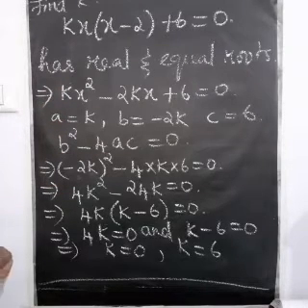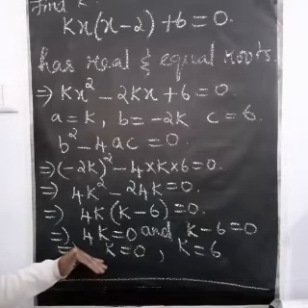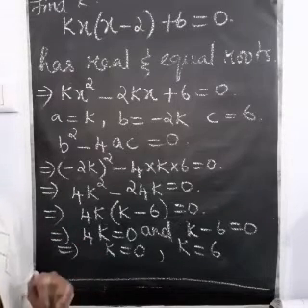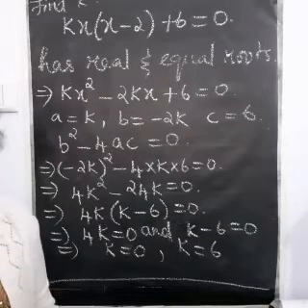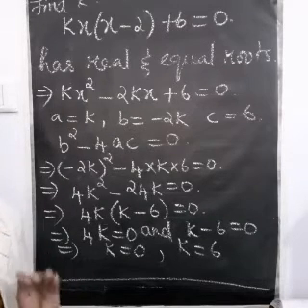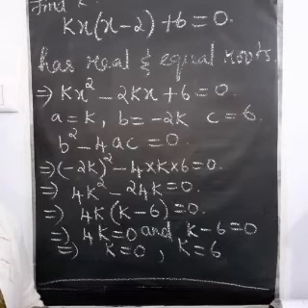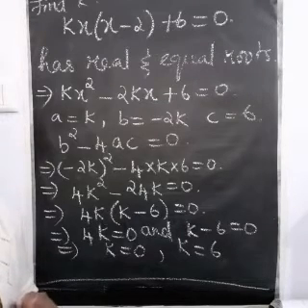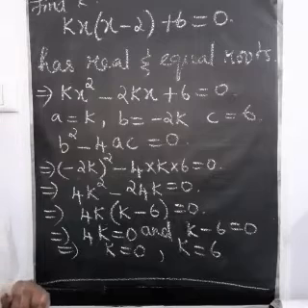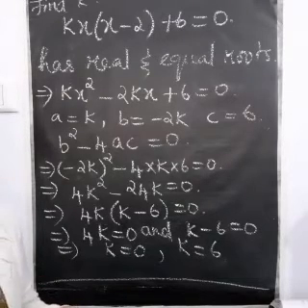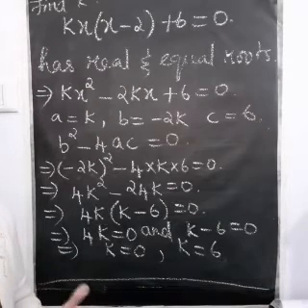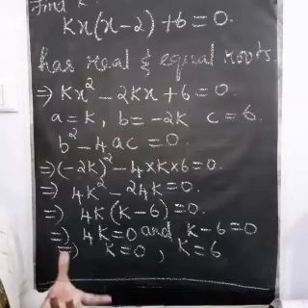I hope you have understood, children. You must understand that when they ask you to find the roots of an equation or to solve a quadratic equation, we have to use the Sridharacharya formula, which is x is equal to minus b plus or minus root of b squared minus 4ac divided by 2a. You can refer to that as the big formula.